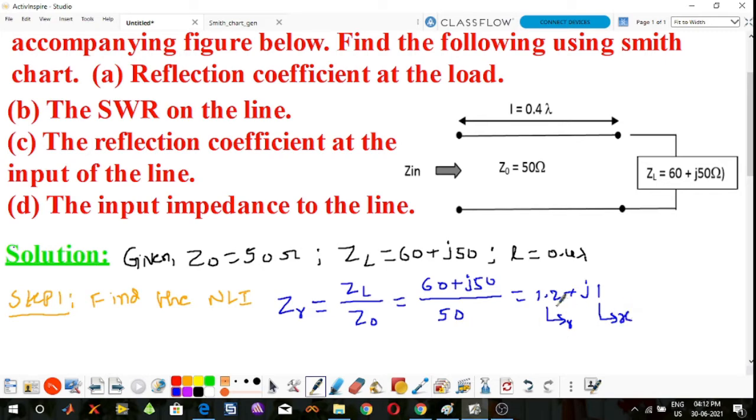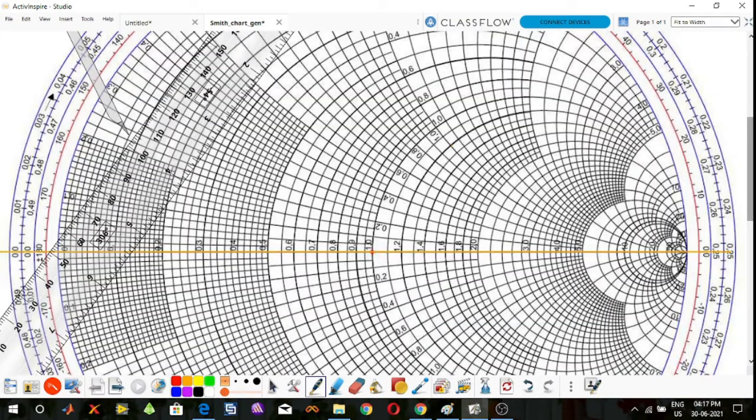So R is equal to 1.2 is the real part, the R is equal to 1.2 constant circle, and X is the reactance, which is the imaginary part, the X is equal to 1 constant circle. And this is the figure of the Smith chart. In this Smith chart, this is the horizontal axis or the real axis, and these are the different R is equal to constant circles. Above the horizontal axis it has positive reactance values, and below the horizontal axis it has negative reactance values.